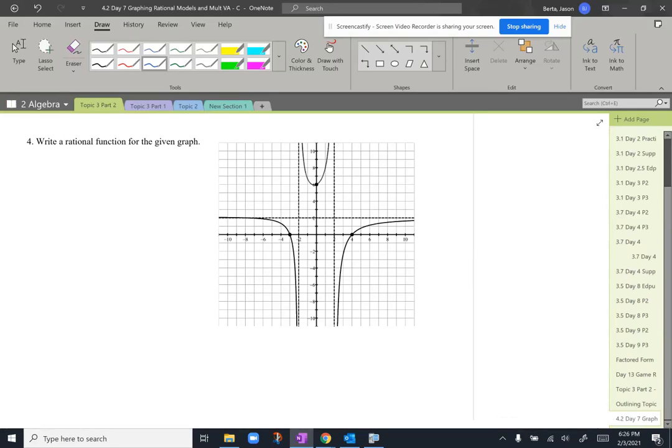In problem 4, we're asked to do the backwards process. We're given the graph and we're asked to write the rational function. So let's just first identify the key features that we see in the graph.